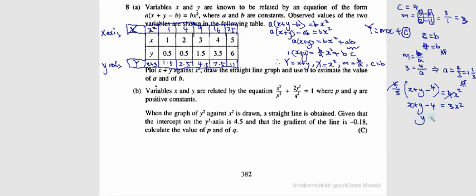Then make y the subject. So it's 3x squared minus x plus 4. You move the x over, it becomes minus x. You move the minus 4, it becomes plus 4. So that's it. So you are representing y in terms of x squared.